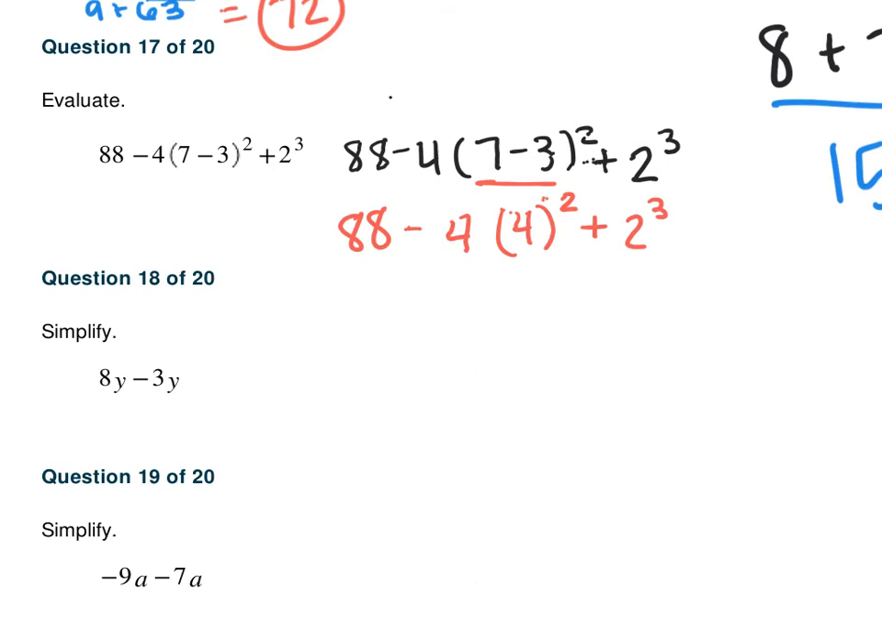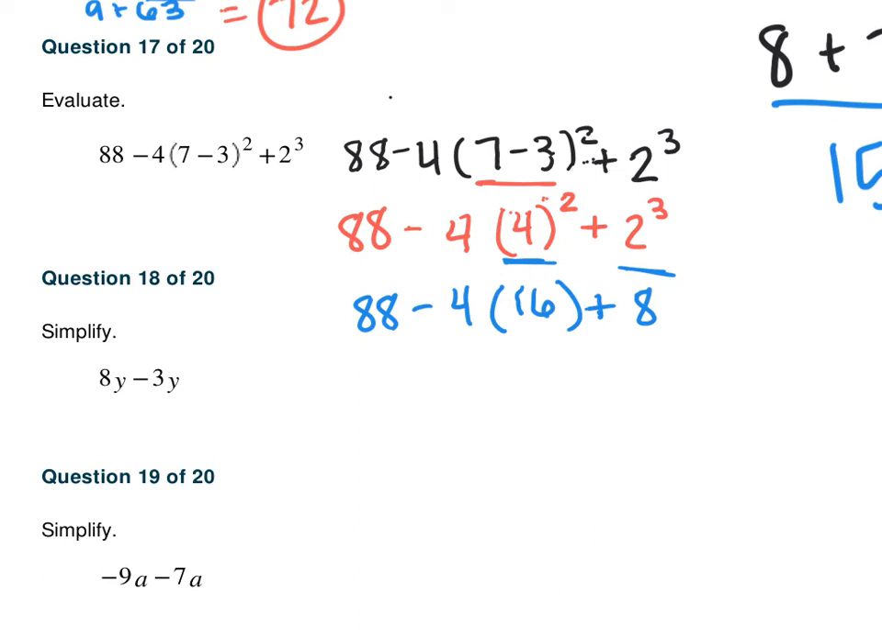Then I ask myself, okay, any more parentheses? Yes, technically that 4 is in parentheses. However, those parentheses are used to multiply, so I skipped that and moved down to exponents. And I do have exponents. I have 2 different sets of exponents. I can essentially do both of those in the same step. So I have 4 to the second power, that's 16, and 2 to the third power is 2 times 2 times 2, so that's 8. And then I copy everything else down.